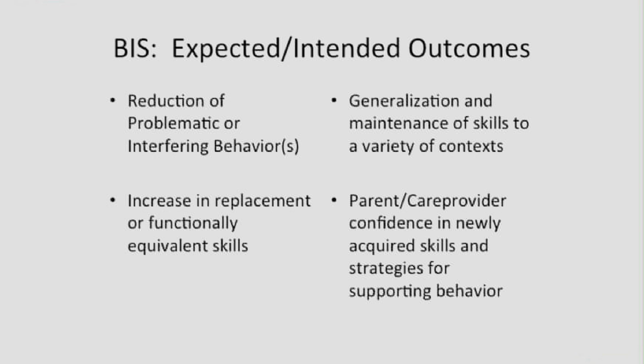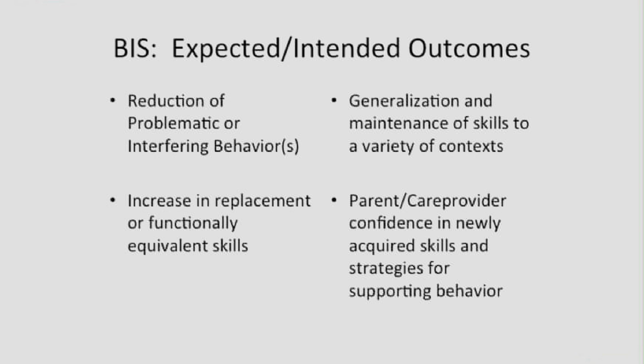The expected or intended outcome of targeted behavioral services, clearly we're looking for a reduction in problematic or interfering behaviors, but also an increase in the replacement or functional equivalent skill that we're trying to get the individual to do instead of the problematic behavior. So in the little example that you saw with the 2 boys, the one boy was screaming in order to protest or in order to indicate that he didn't want something to happen. Instead of screaming to indicate that he didn't want something to happen, we'd want to teach him a different way to express that he didn't want something to happen.